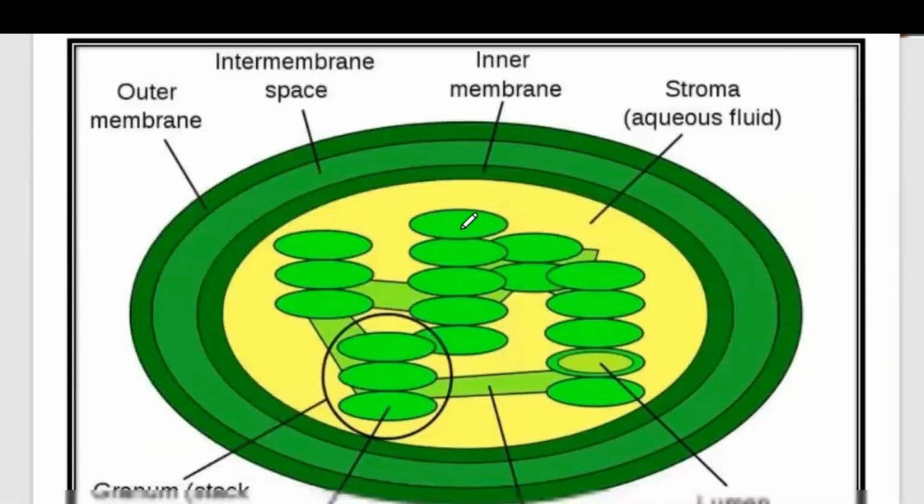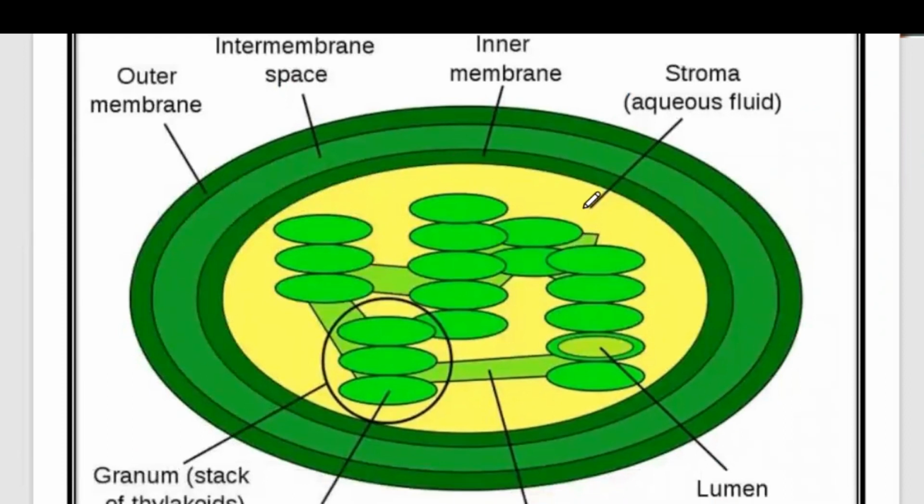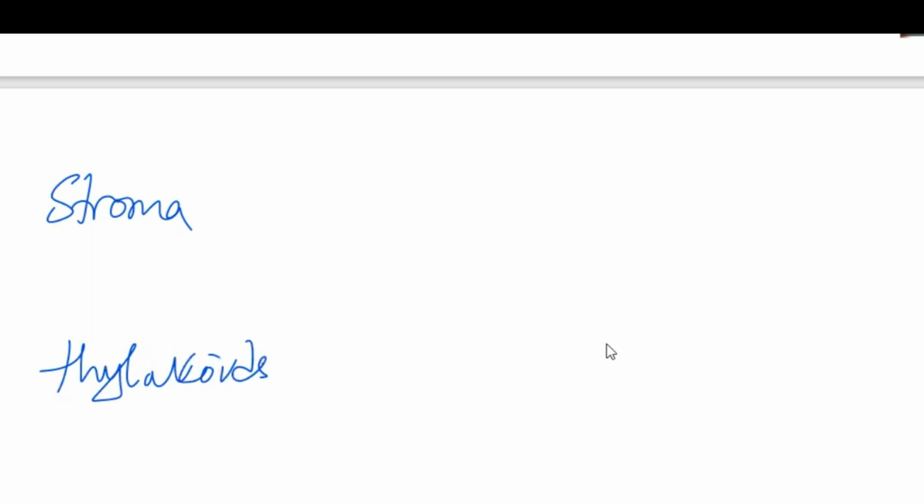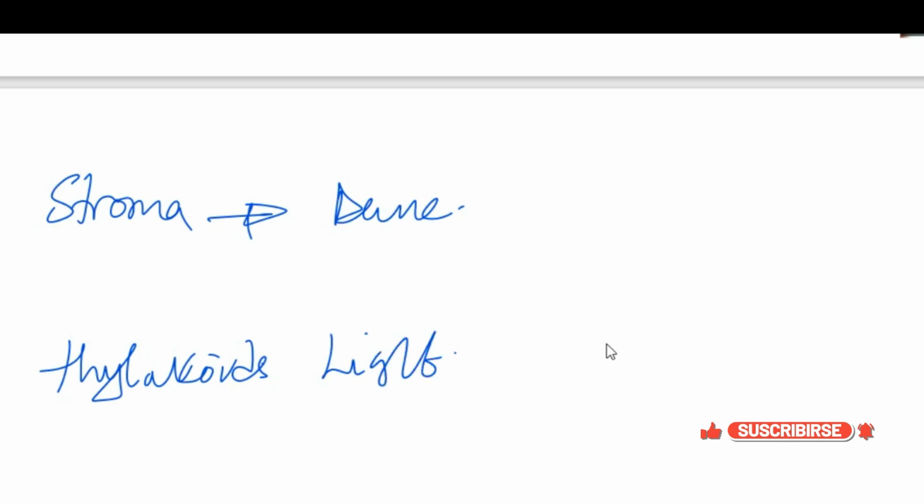So this is a simple structure of a chloroplast. Stroma and the thylakoids, they have a special function. You have what is called a stroma, and then you have the thylakoids. We're going to see that photosynthesis is divided into two phases: what we call the dark phase, and what we call the light phase.